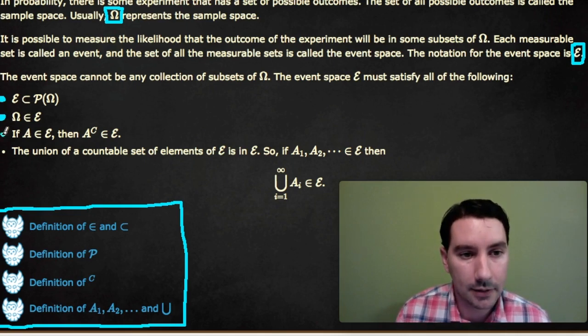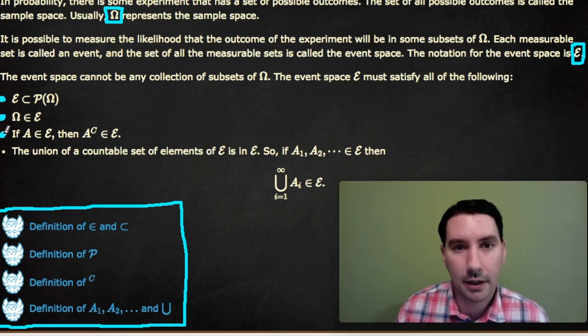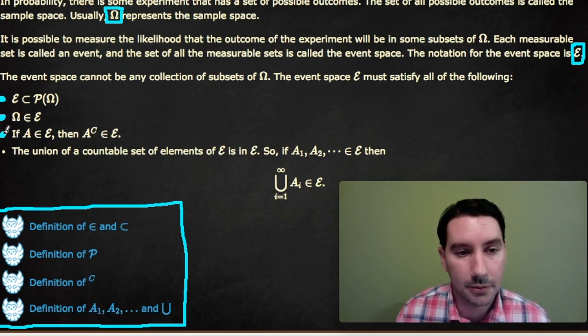If A is an event, then so is its complement. That is, if I can tell whether A occurs, I can also tell whether it doesn't occur. And likewise, if I know the probability that A is going to occur, I also know the probability that it won't occur.